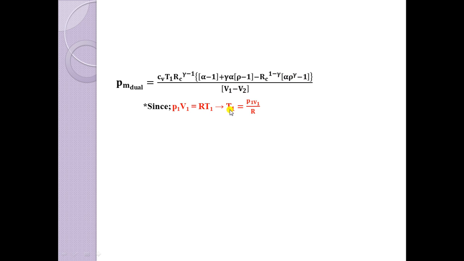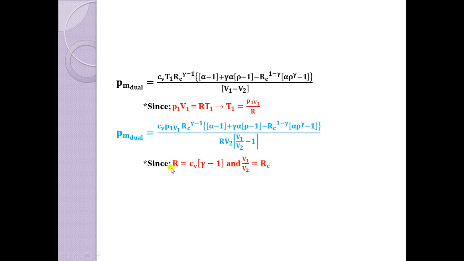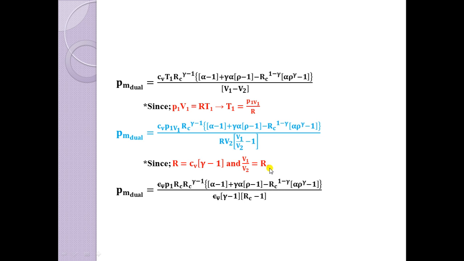And we know the relation that P1 V1 is equal to R T1. T1 can be written as P1 V1 over R. So T1 is replaced with that here, P1 V1 over R, and we have the relation R is equal to Cv into (gamma minus 1). So we are going to replace either Cv or R with this relation and simplify, and V1 over V2 as Rc, and we will get this expression.